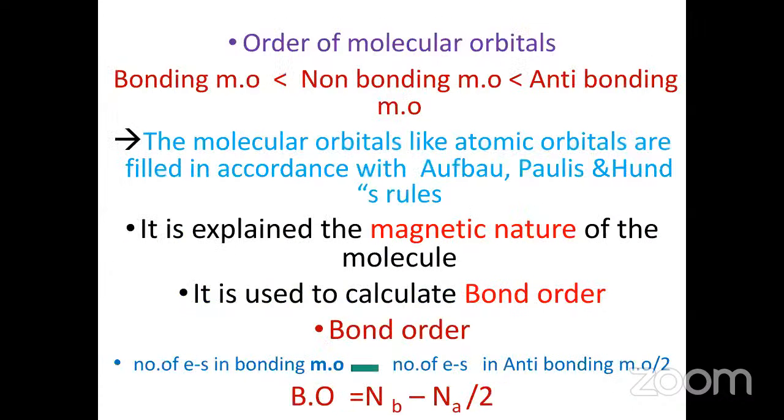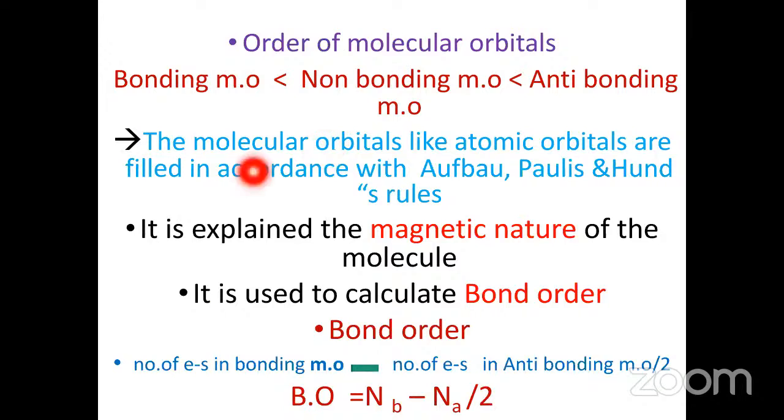Then the order of molecular orbitals. In this, the anti-bonding molecular orbitals have higher energy and lesser stability than the non-bonding molecular orbitals. Non-bonding molecular orbitals are nothing but atomic orbitals. And these non-bonding molecular orbitals have higher energy and lesser stability than the bonding molecular orbitals. The bonding molecular orbitals have lesser energy and high stability.